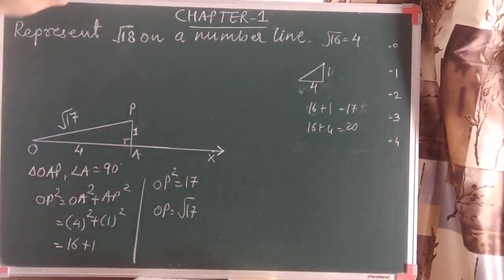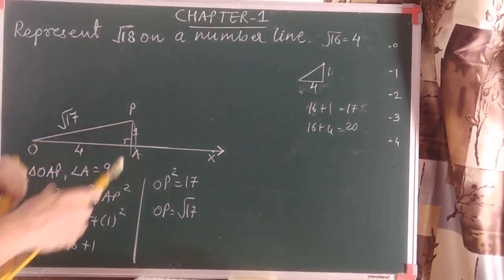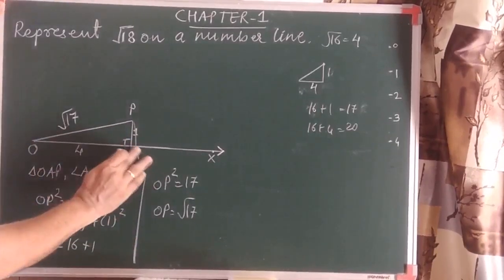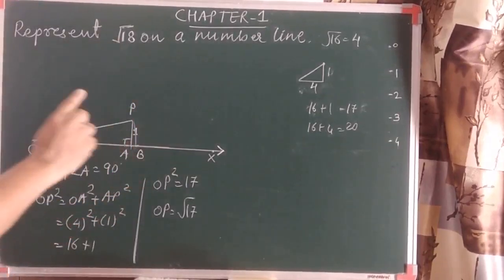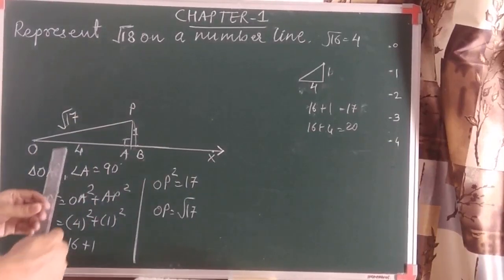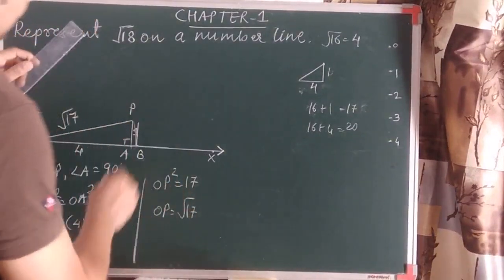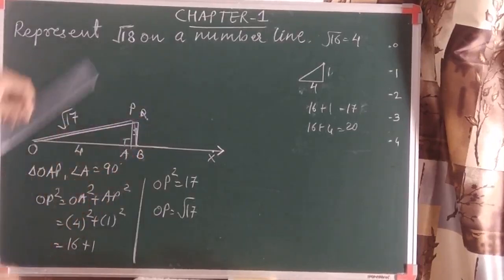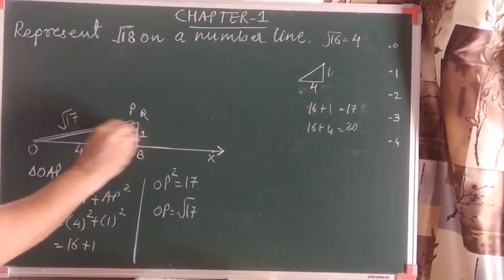We have to obtain root 18. So let us draw an arc of OP, which is of root 17, which intersects OX at a point B. As it is A, this is the point B. Root 18 is what we require. One more time we should draw a perpendicular, again of 1 unit, from point B. Let us name that point Q and join OQ. BQ is of 1 unit.